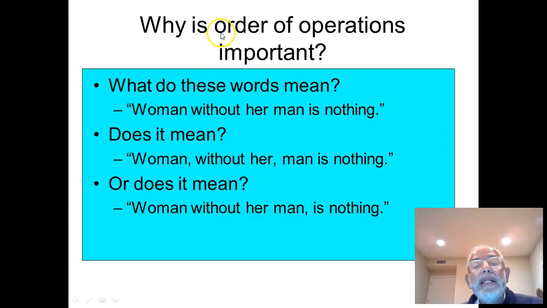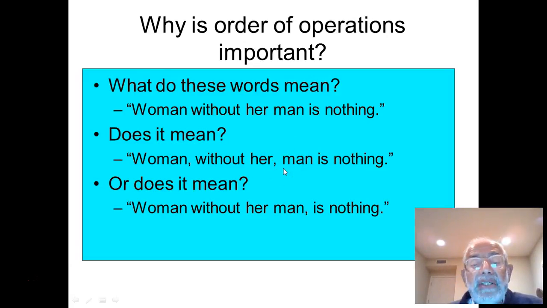So when we look at the order of operation, why is that important? Why do we need it? Well, look at it in English. So if we had the sentence, woman without her man is nothing, what does it mean? Does it mean woman, without her, man is nothing, in order to amplify the woman? And here it goes the other way: woman without her man, is nothing. Here we amplify the man. So you can see that the meaning changes very, very dramatically by the placement of the commas.